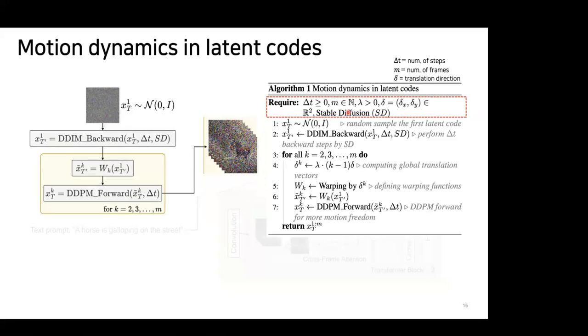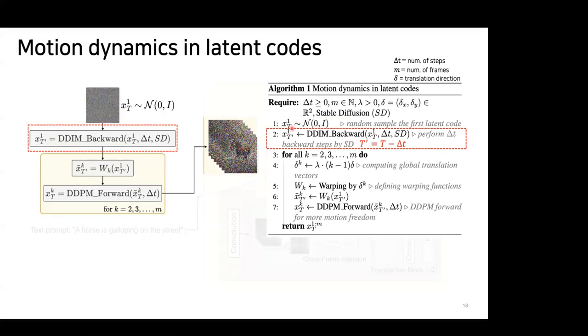So with these given parameters, we first start with sampling random noise from this Gaussian distribution for just the first frame. So they're not sampling the n number of frames. They're just sampling for just the first frame. So they sample this first frame. And then they do this DDIM backward process, which is denoising process until T prime.